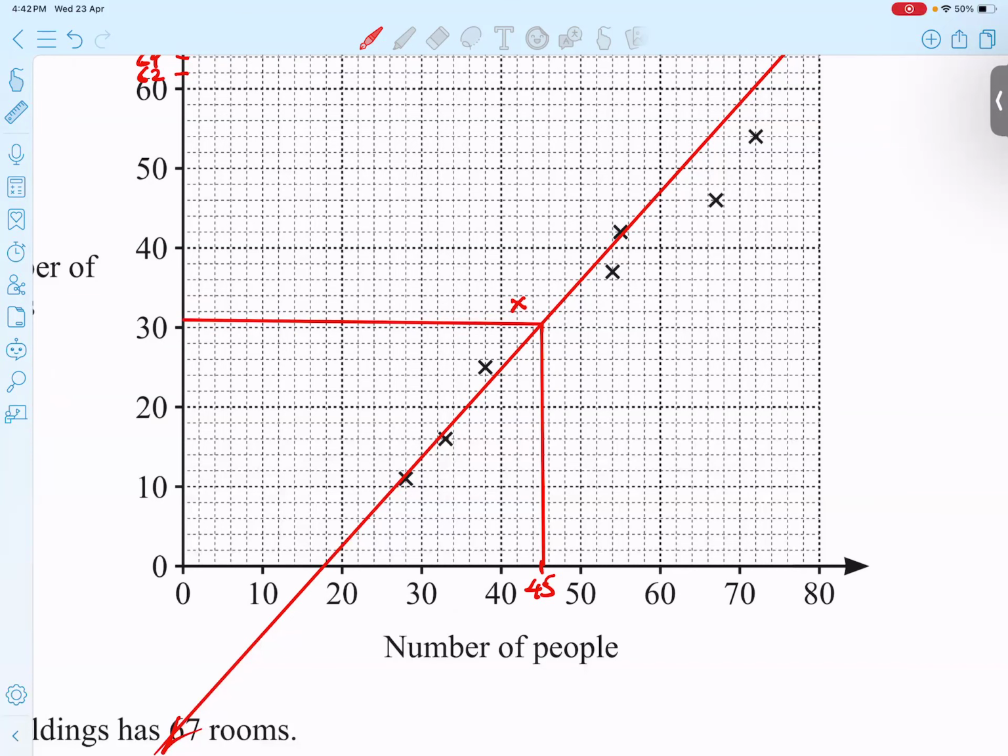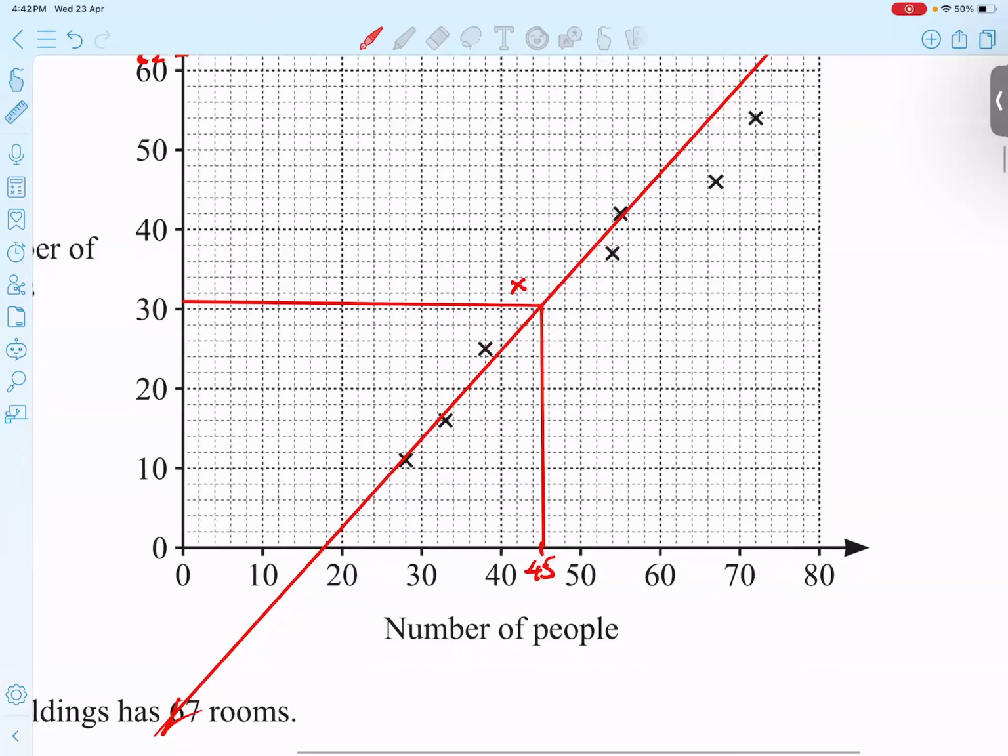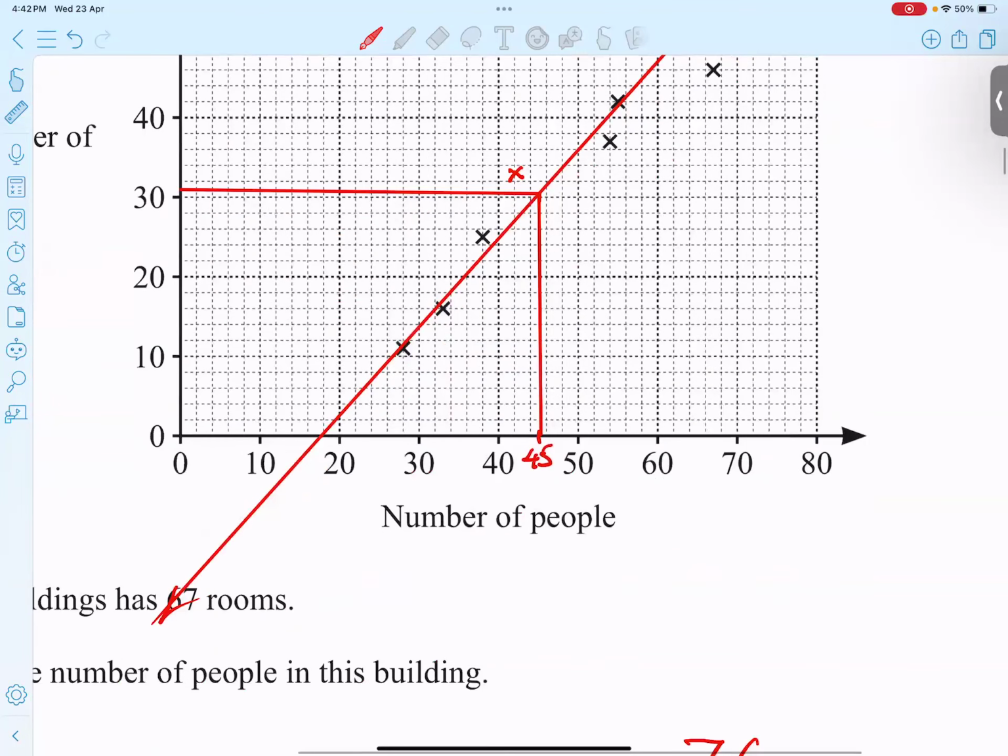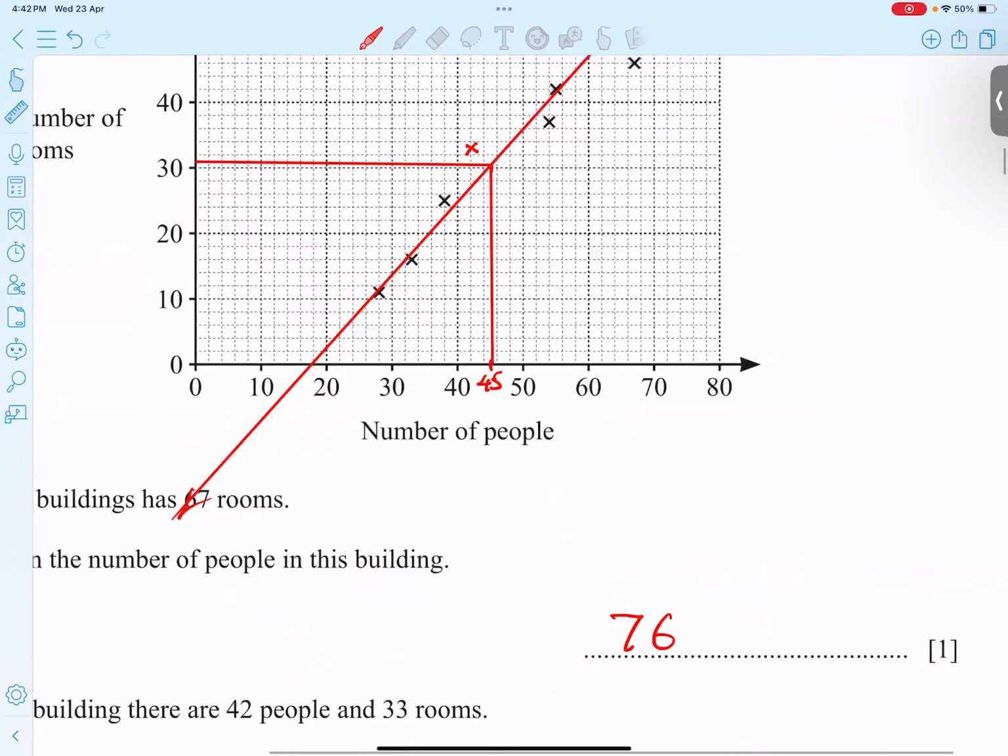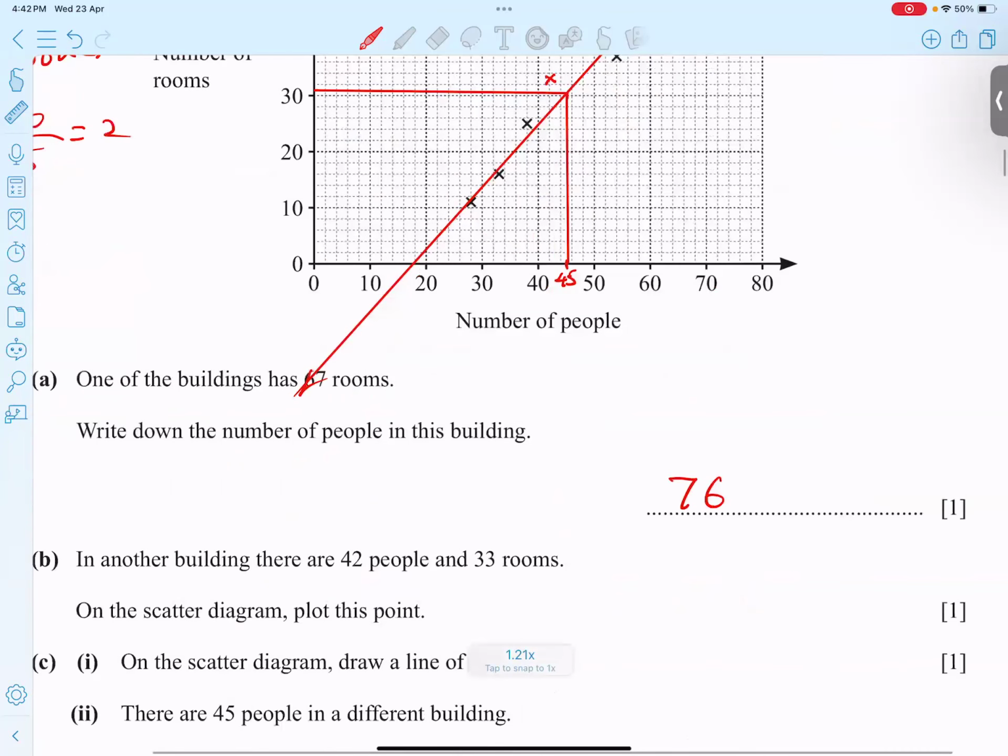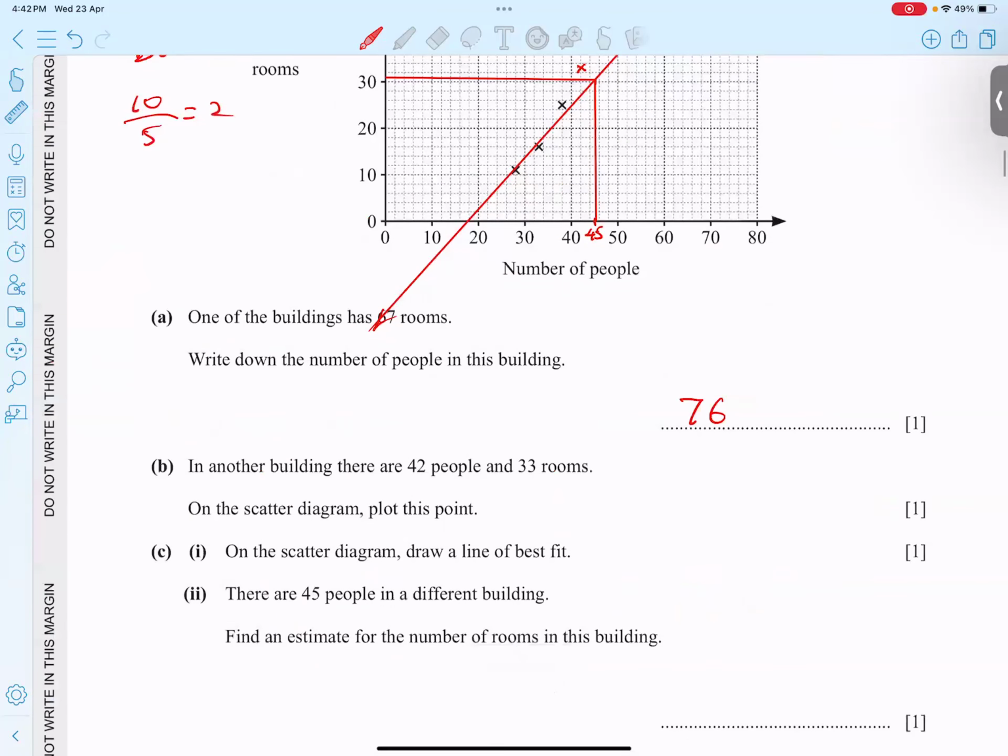30 is also a correct answer, and 31 is also a right answer. Because the line is okay, I can say the answer is approximately 31 or 32. So 31 is the answer.